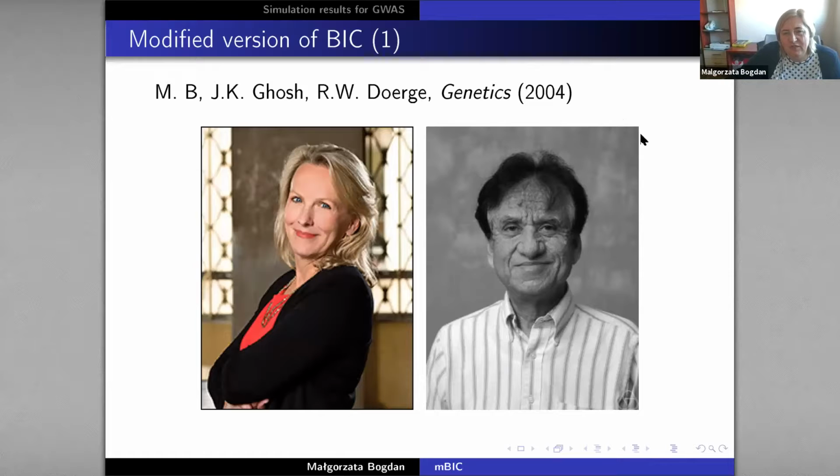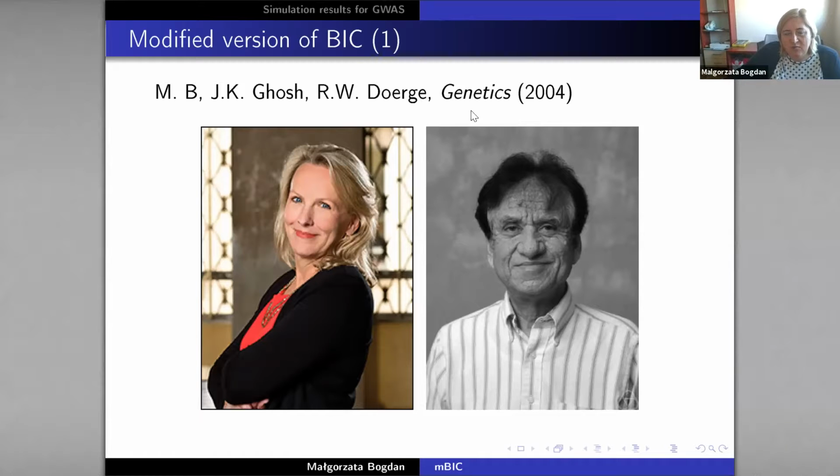And on the left-hand side is Professor Rebecca Doerge. When I met her, she was at Purdue University, working on statistical genetics. She is currently a dean in the School of Science at Carnegie Mellon University in the United States. So we did this work together. Rebecca is an expert in genetics, and Jayanta Ghosh was an expert in Bayesian statistics.